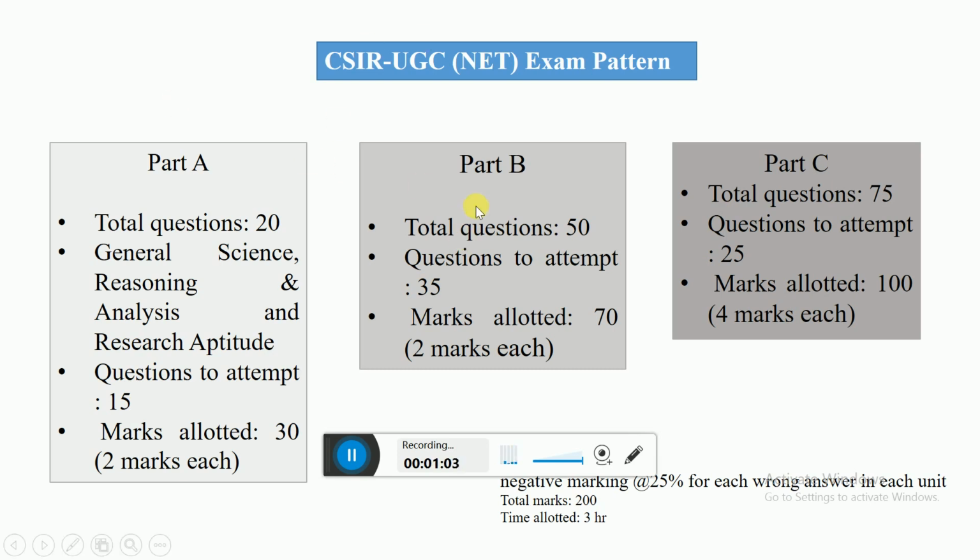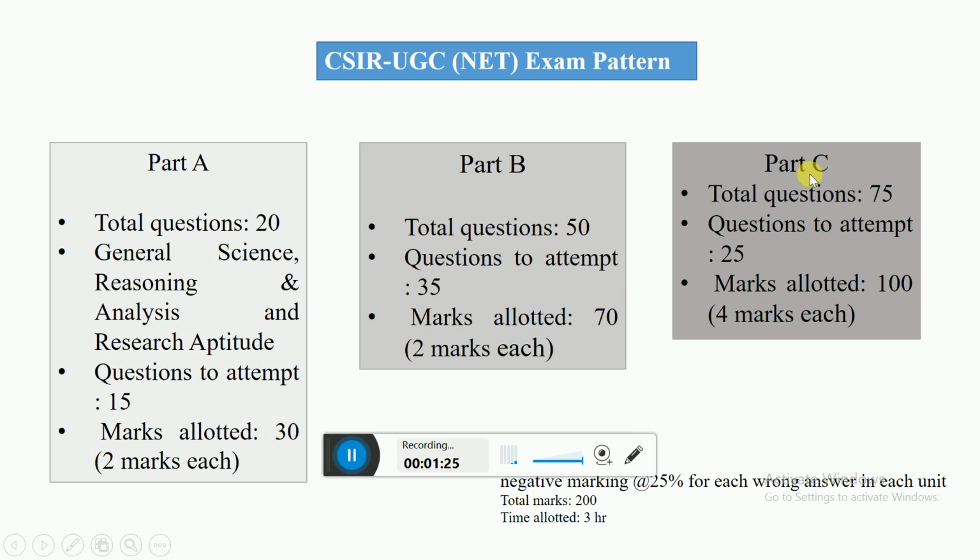If we talk about part B and part C, these two sections cover questions from the entire syllabus. In part B, there are a total of 50 questions, and you have to attempt 35 questions in all, and each question carries 2 marks. So part B is of 70 marks in total.